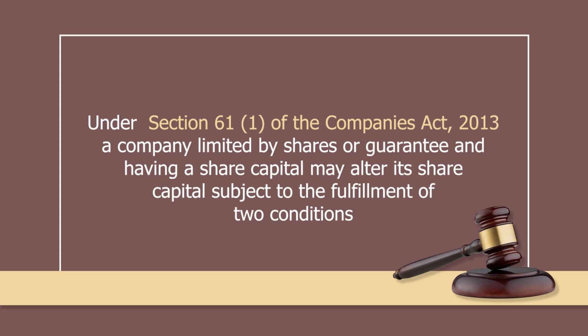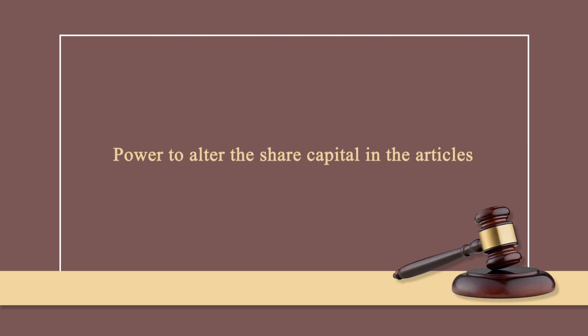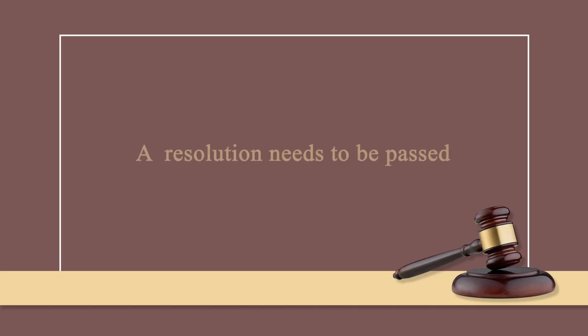Under Section 61, Clause 1 of the Companies Act 2013, a company limited by shares or guarantee and having a share capital may alter its share capital subject to the fulfillment of two conditions. These are: number one, there must be power to alter the share capital in the articles. However, if the articles contain no power to this effect, the articles must be amended by a special resolution before the power to alter the capital clause can be exercised by the company. Number two, a resolution needs to be passed by the company.